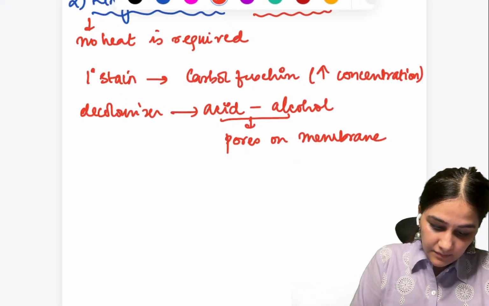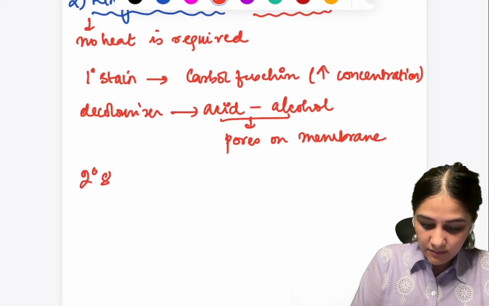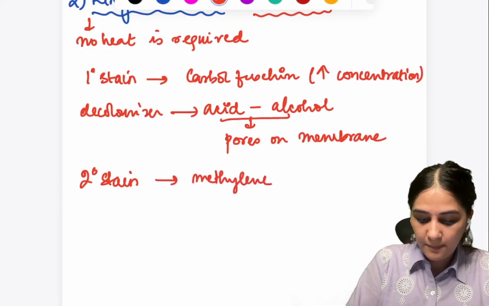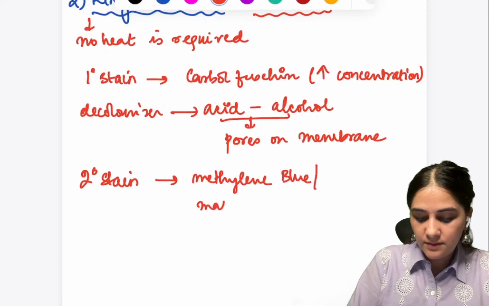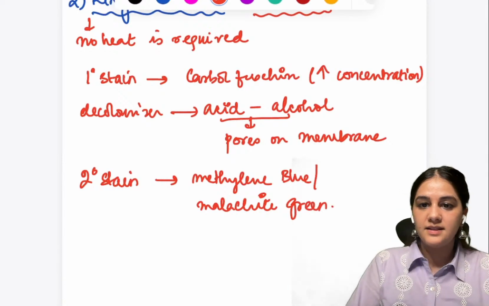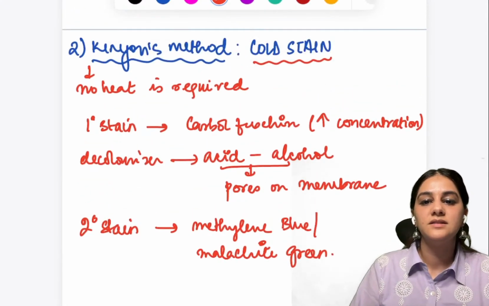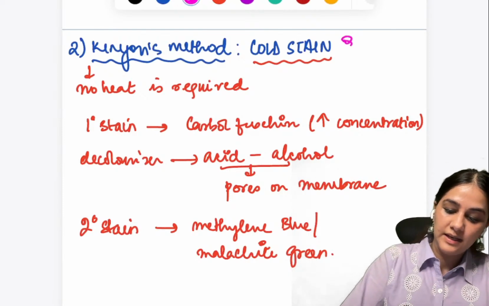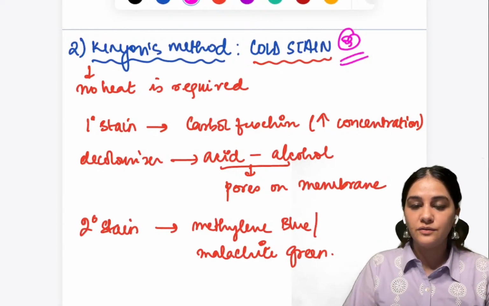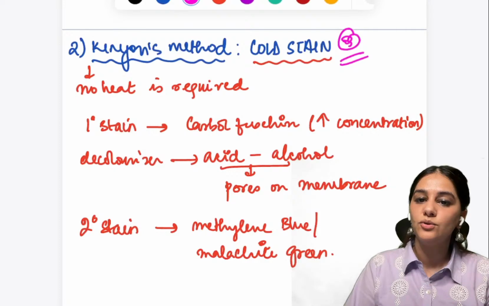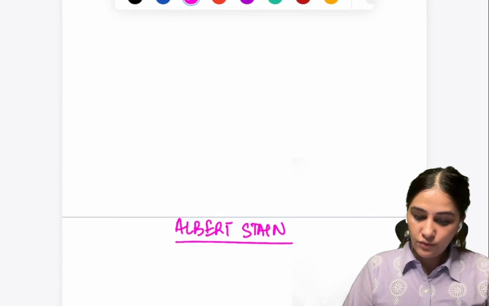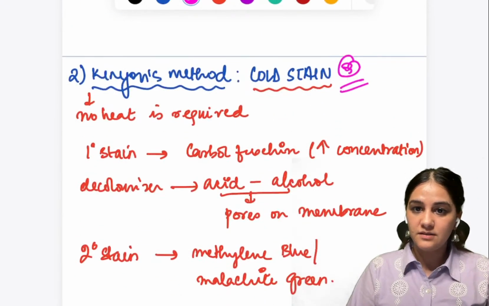And then we have our secondary stain or the counterstain. Here we can use methylene blue or we can also use malachite green. So your end result is the same, but this whole Kinyoun's method is a cold stain, which happens without heating. And this can also come as a question: what is the cold stain for checking the acid fastness of an organism? That method is called the cold Kinyoun's stain, right? The Kinyoun's method. So that is all about your acid fast organisms.